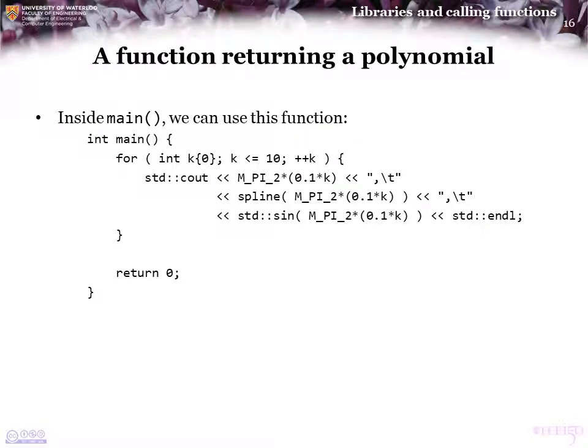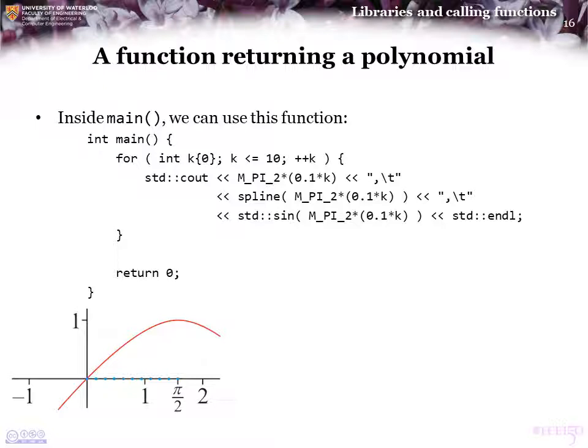Inside main, we can now use this function. In this case, what we'd like to do is break the interval from 0 to pi over 2 into 11 equally spaced points, which means that this breaks the interval into 10 equally sized subintervals, each of width pi over 20.